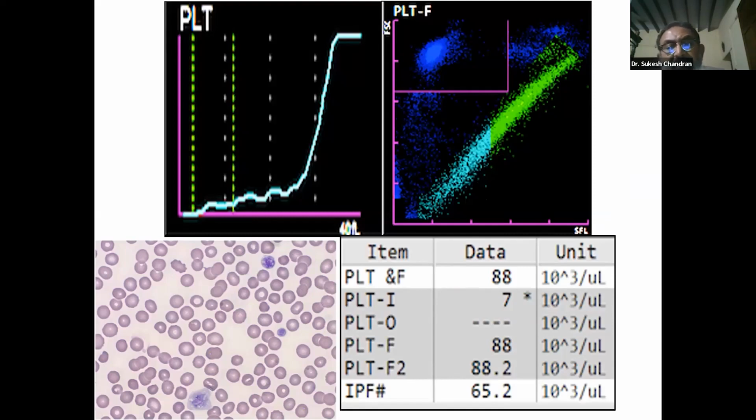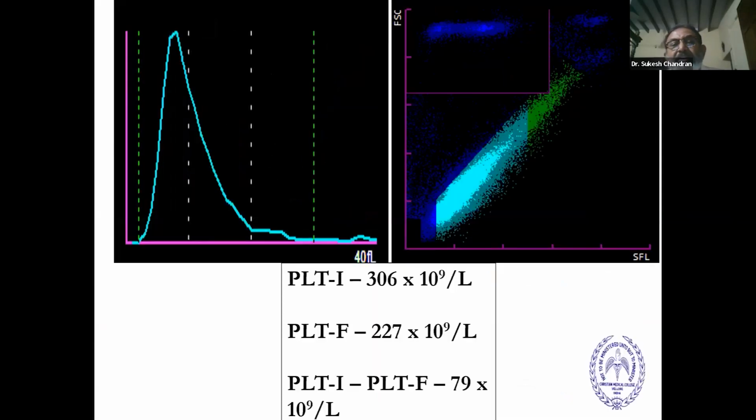The impedance platelet count was 7,000, but the optical platelet count, because the patient had large giant platelets, was 88,000. So we say it's good that optical platelet count picks up giant platelets. But we also realize that when the platelet distribution is normal, the impedance platelet count is higher than the fluorescent platelet count. This is based on fluorescence and flow cytometry.